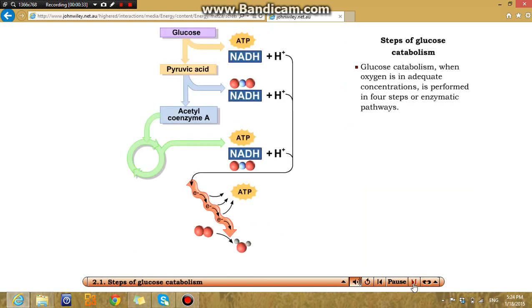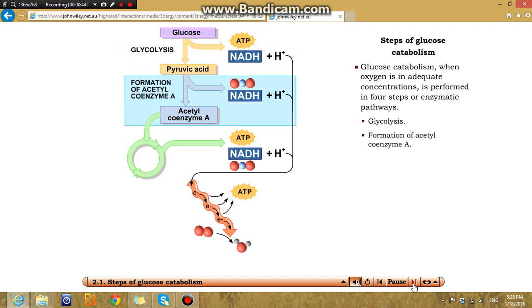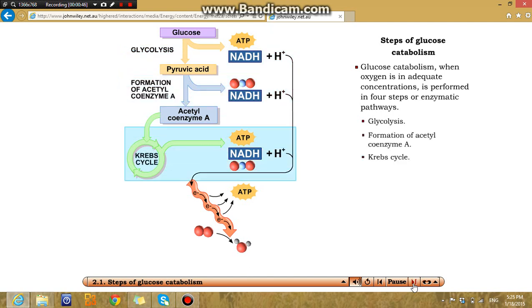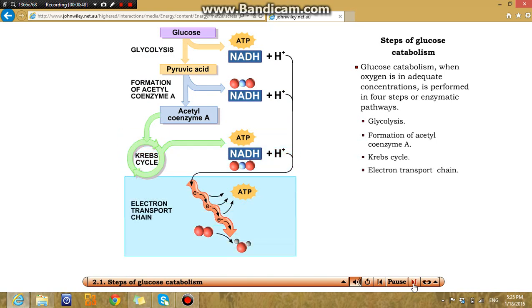The generation of ATP for use by cells involves 4 enzymatic pathways. These are glycolysis, formation of acetyl coenzyme A, the Krebs cycle, and the electron transport chain.